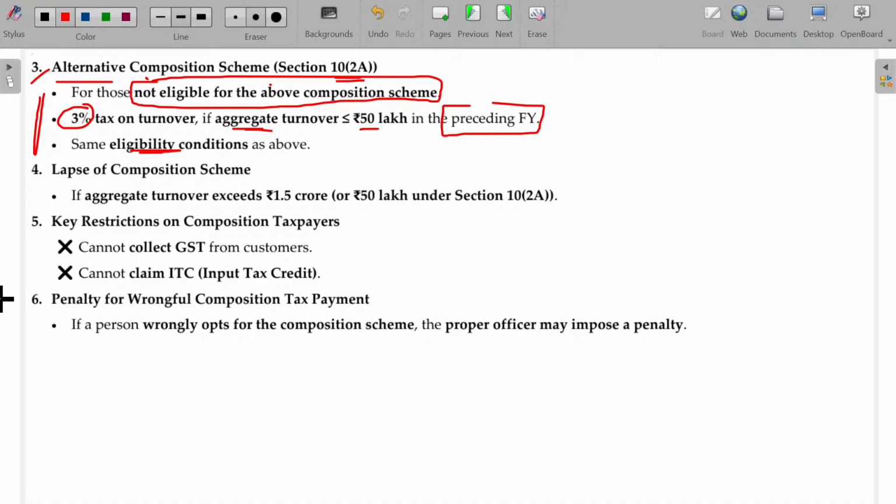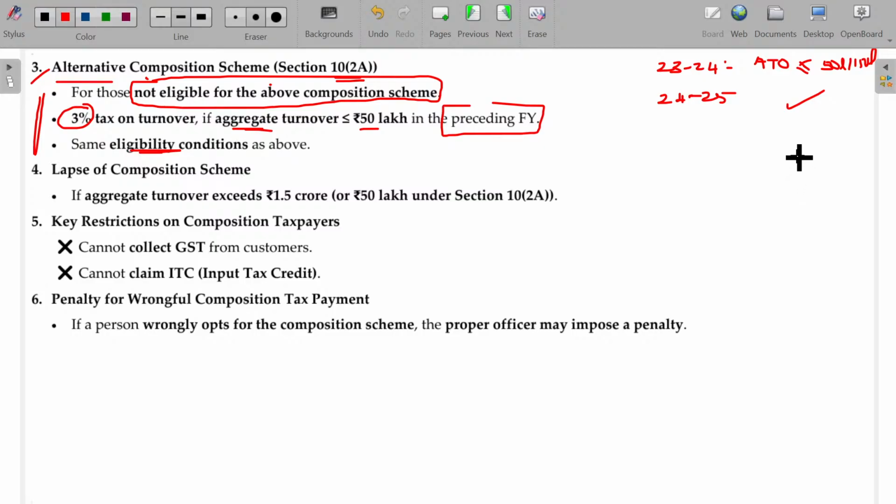What could that be? In the preceding financial year, 24-25, you're supposed to enjoy the composition scheme. Then in 23-24, your aggregate turnover (ATO) should be less than or equal to 50 lakhs or 150 lakhs, as the case may be. Then you are eligible for the composition levy in this year.